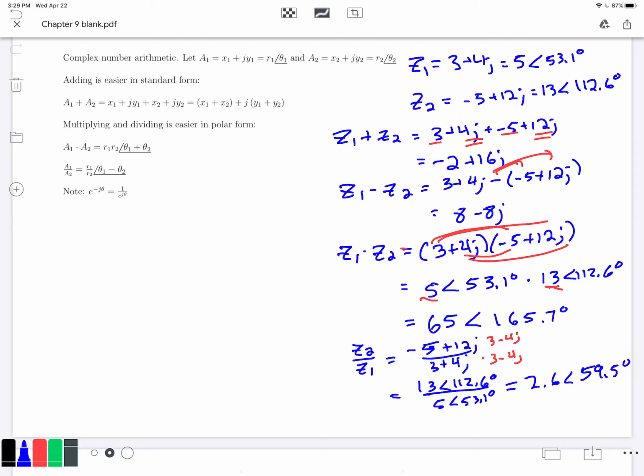And so basically it comes down to, if you're adding or subtracting, it's better to leave it in rectangular form. If you're multiplying or dividing, it's better to have it in polar form. But you just use whichever one is most convenient in a given problem.